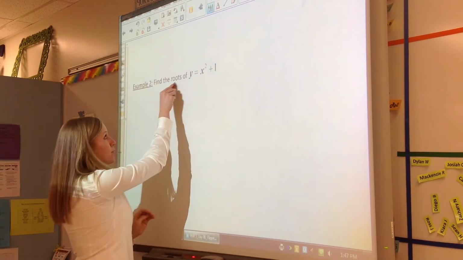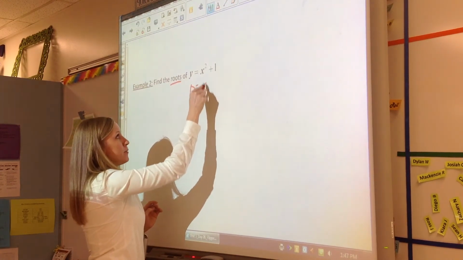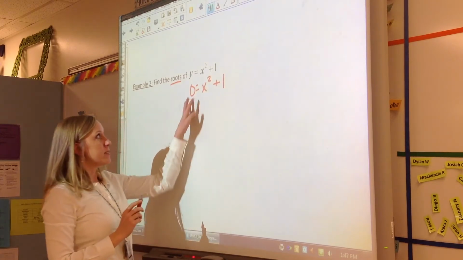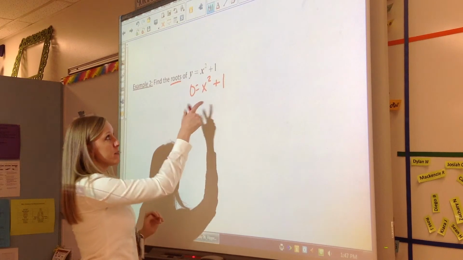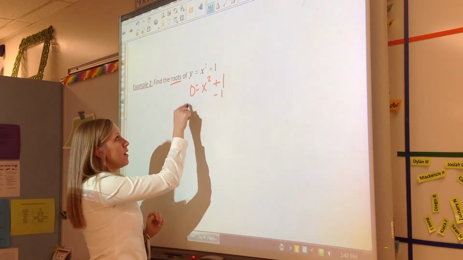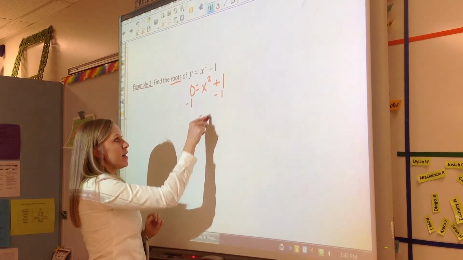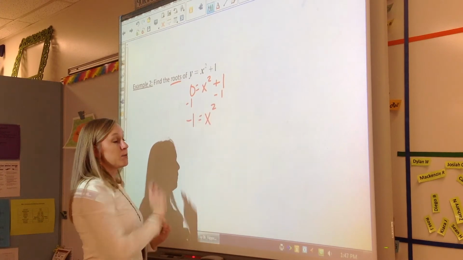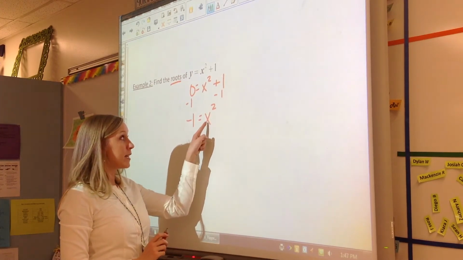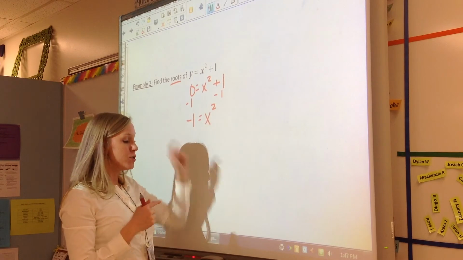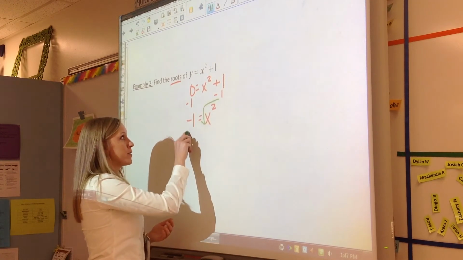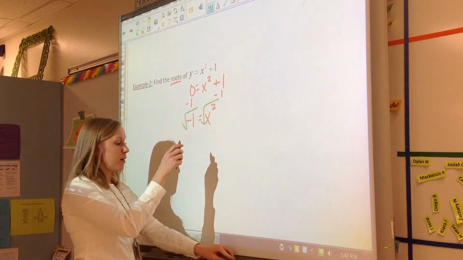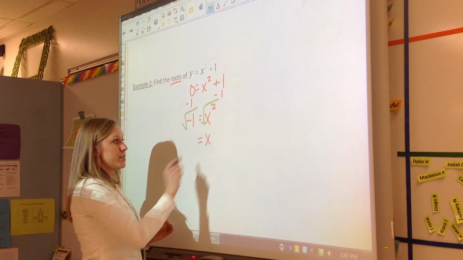If I want to find the roots, that means that the y value is equal to 0. So I'm going to set 0 equal to y, and then I'm going to solve for x, just like I did in the other problem. So the first thing I need to do is get rid of that 1 by subtracting 1 on both sides. And that gives me x squared is equal to negative 1. And now, to get x by itself, I have to undo the squared, which means I have to take the square root of both sides. And the square root of x squared is just x.